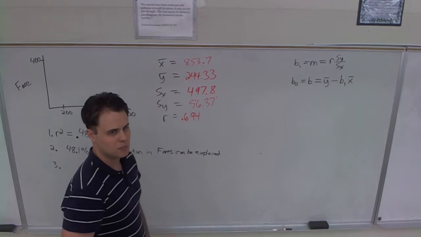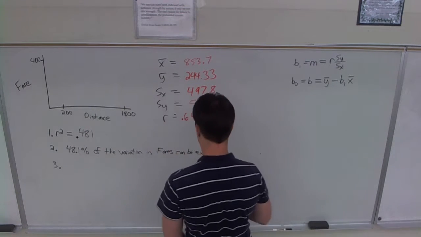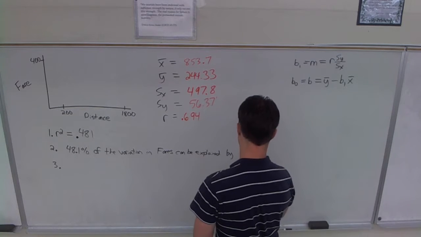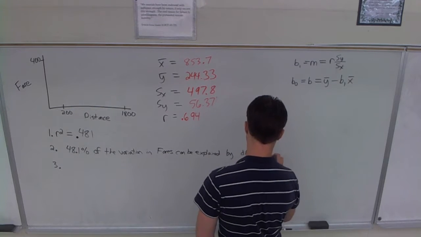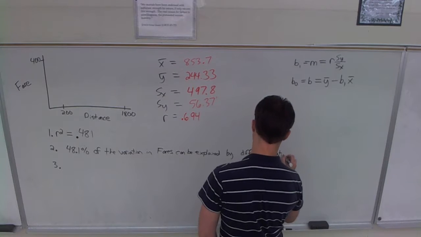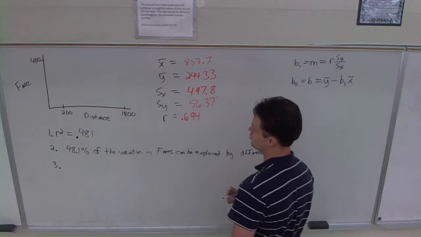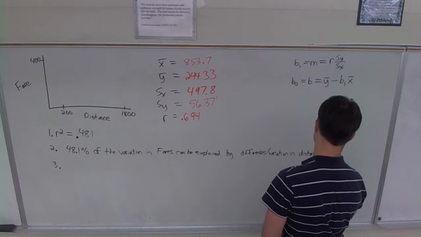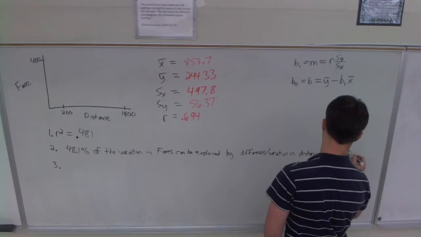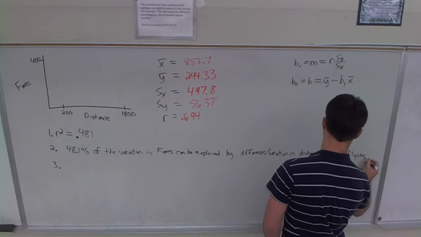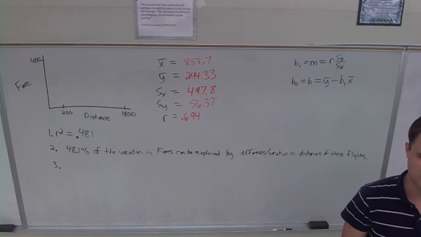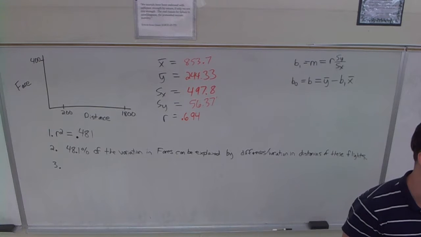You can say it that way, but the better way to say it is can be explained by differences or variation in the x's, which is the distances of these flights. That's how you explain r squared. Yes, you need to memorize it. I don't think it's really a memory thing, it's an understanding thing, really.